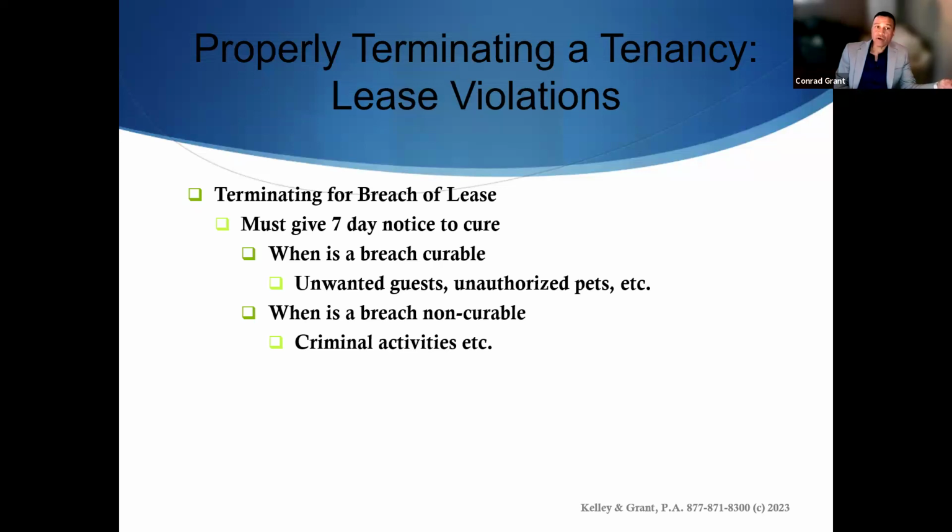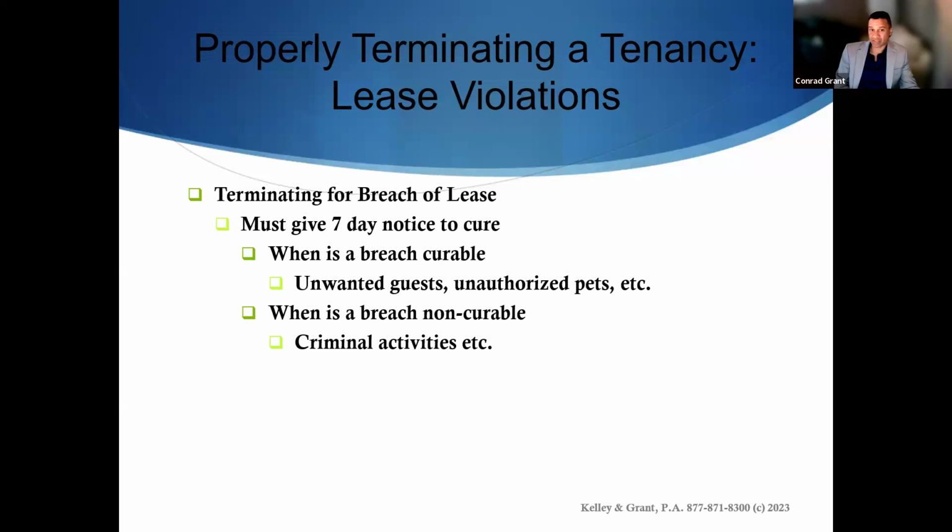So first thing you have to do is give a 7-day notice to cure, and the law says you need to give that 99.9% of the time. It's because most breaches are curable. An unwanted guest, unauthorized pet, that's curable. You give them a 7-day notice. Hey, I noticed that you have an unauthorized guest. I need them out in 7 days. Easy, that's a cure.